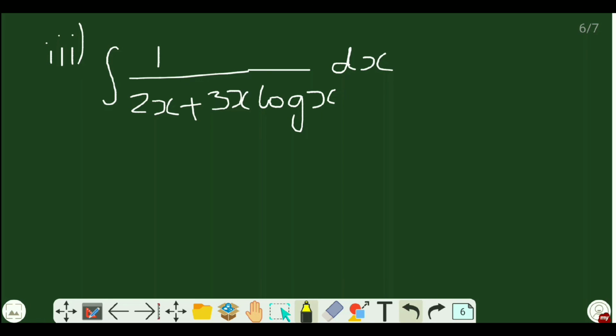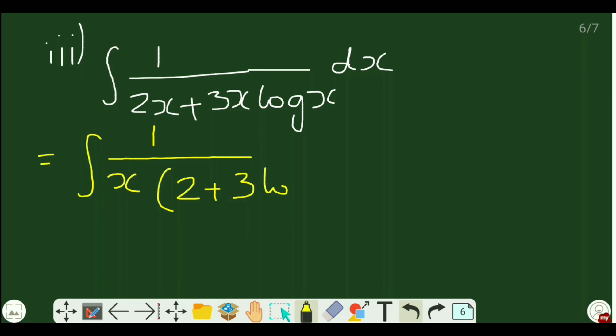Now this particular sum, the third sum of the same question: evaluate the integral of 1 upon 2x plus 3x log x dx. In the first step itself, we observe the integral properly. We see that x can be taken common outside the bracket. So we take x outside the bracket, and in the bracket we get 2 plus 3 log x, dx.